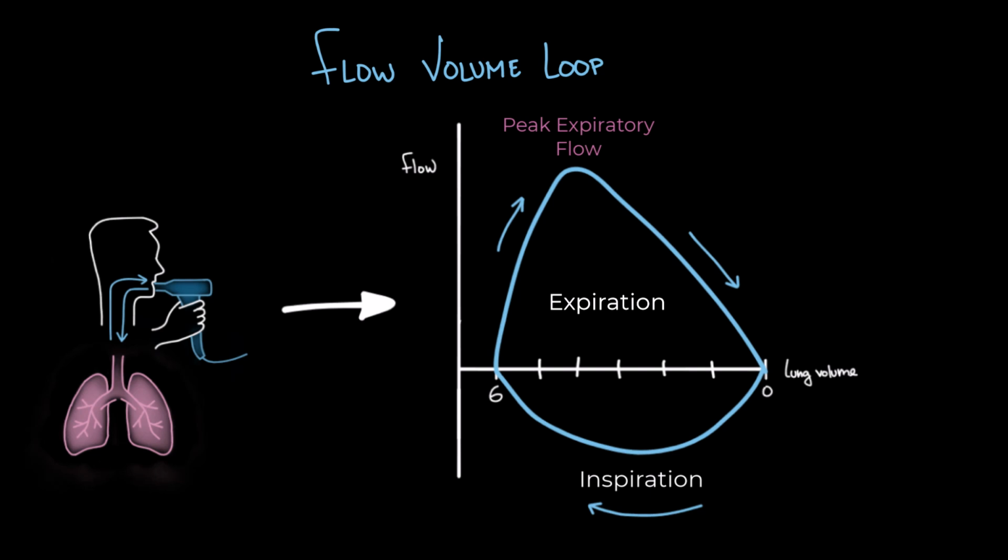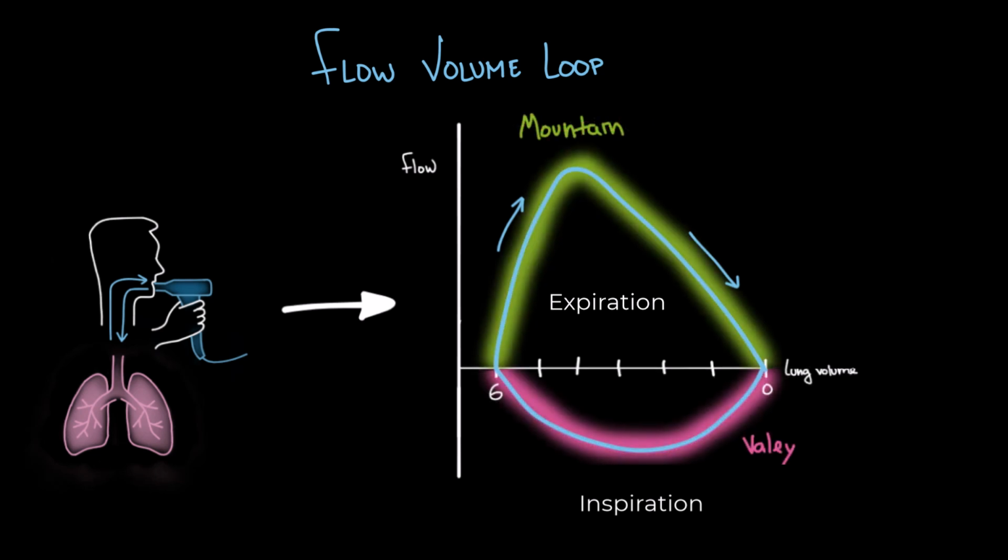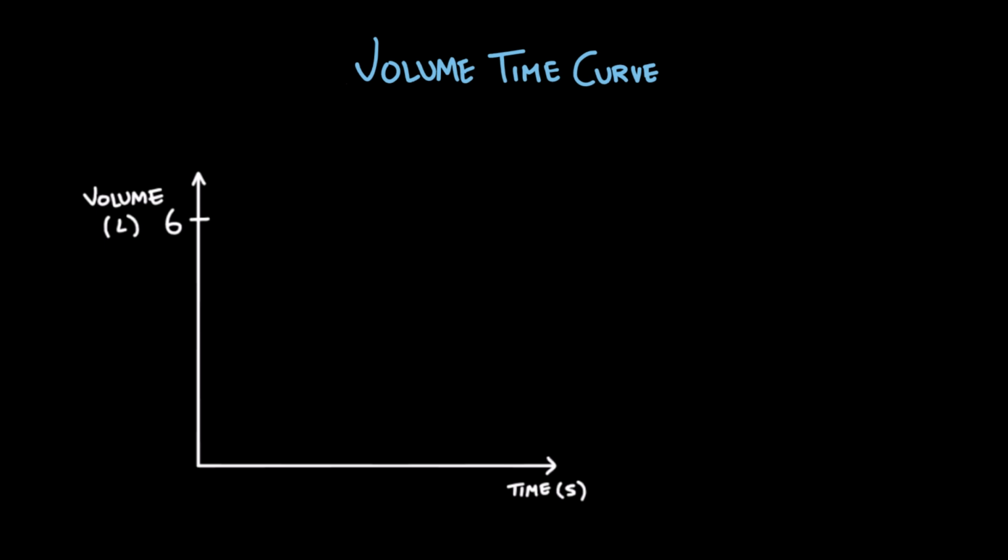In healthy lungs, this graph looks like a mountain and a valley, where on the expiratory phase we have a smooth and tall mountain, and on the inspiratory phase we have a rounded and symmetrical valley. Now let's take a look at another graph, the volume time curve. We have the time on the x-axis in seconds, and on the y-axis we have the volume of air in the lungs in liters. Remember that 6 liters is the total lung capacity in humans.